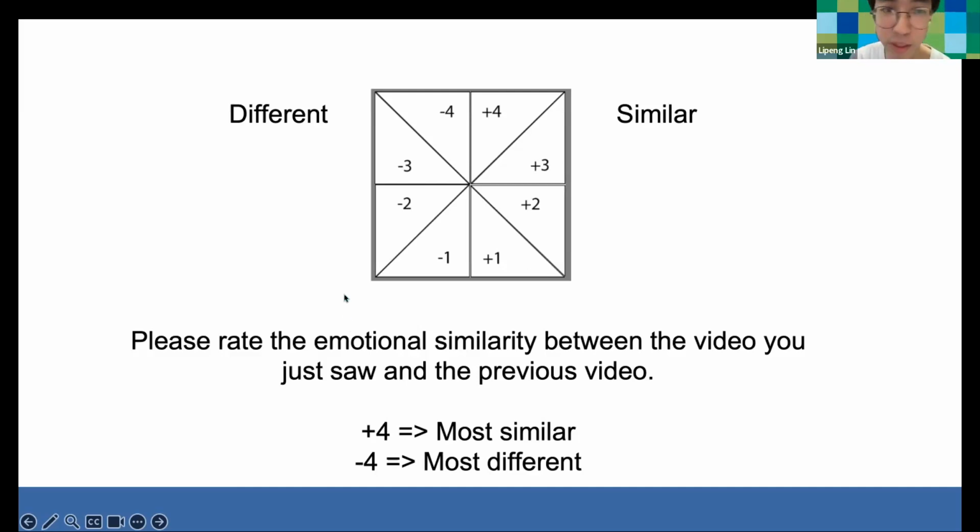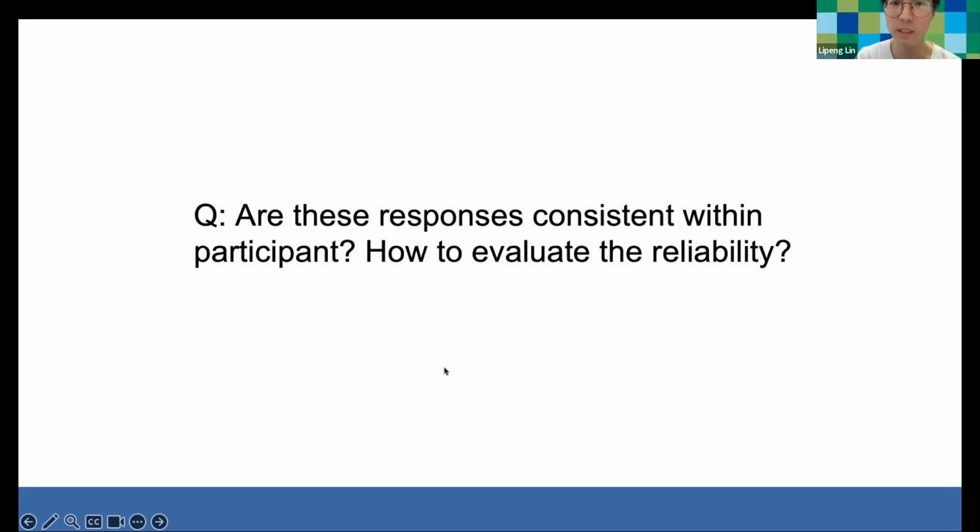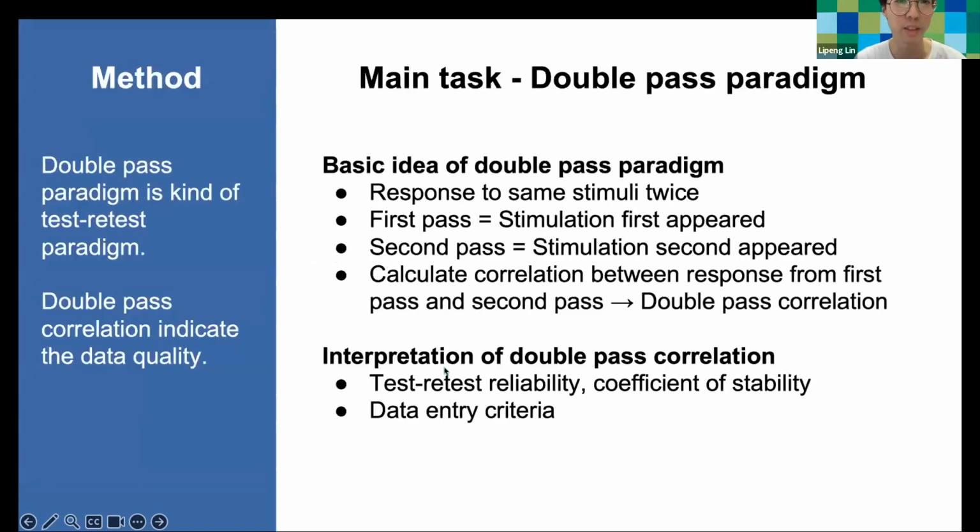But here comes another question. Are these responses consistent within an individual? How can we evaluate the reliability of the responses? To answer this question, we apply the double-pass paradigm to probe it. The idea behind the double-pass paradigm is to respond to the same stimuli twice.